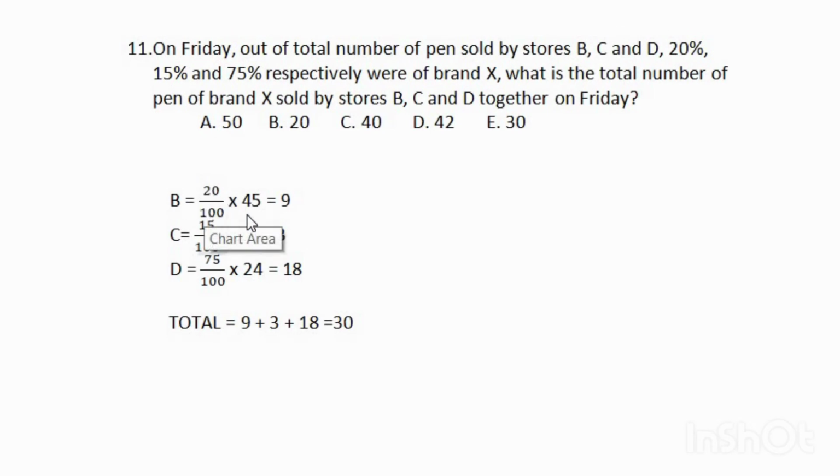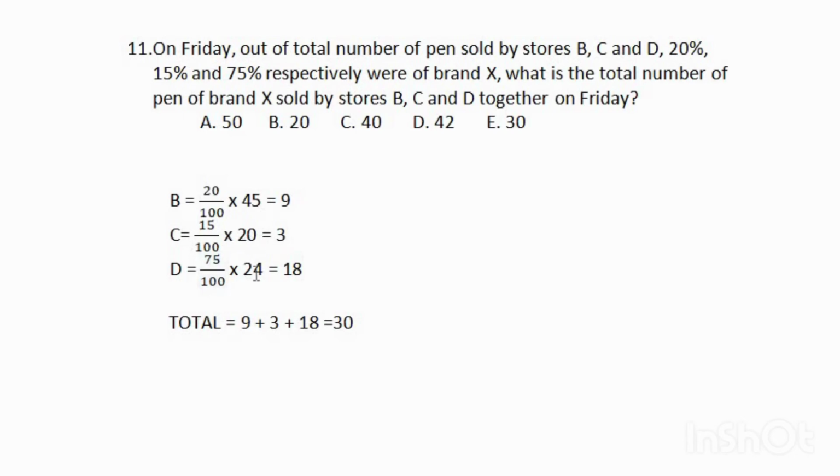So B, 20% of 45. So 20 by 100 into 45, 0 gets cancelled. Then 2 by 10, it is 1 by 5. And 5 and 45 get cancelled, you will get 9. Next is C. C, it is 15%, right? So 15 by 100 into 20. 0 gets cancelled. Then 15 by 10 into 2. 2 and 10 get cancelled. So you will get 15 by 5, it is 3.